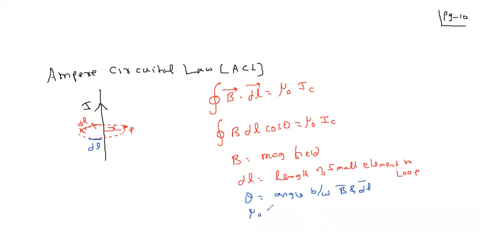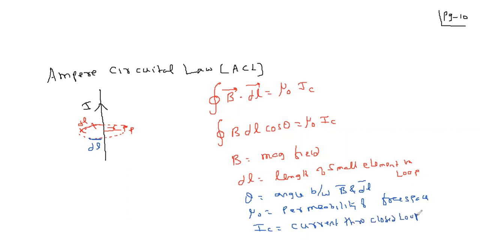And what is mu naught? It is a constant, the permeability of free space. And what is IC? IC is the current through the closed loop, that is, how much current is there in the closed loop. So integral of B dl cos theta is equal to mu naught IC is the definition of Ampere circuital law. B is the magnetic field, dl is the length of the element, theta is the angle between magnetic field and current element, and IC is the current through the closed loop.